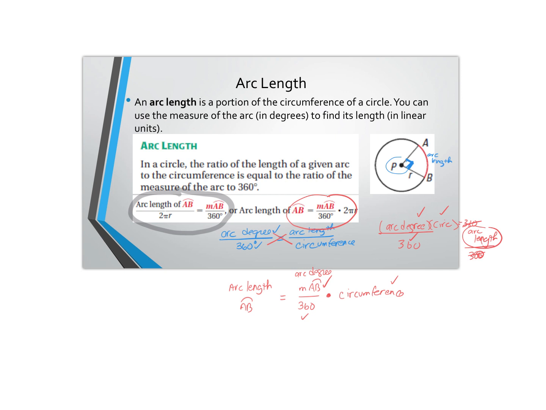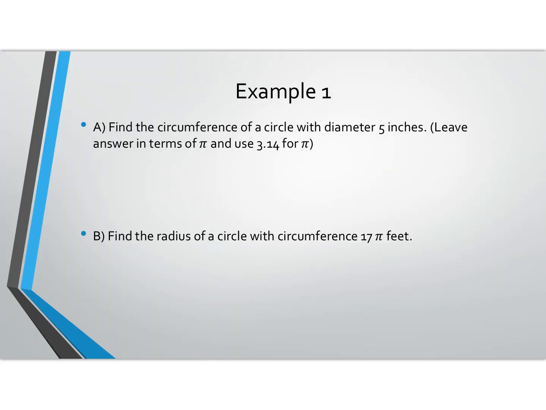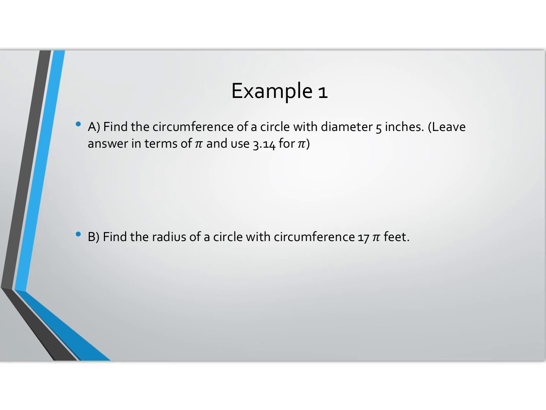So now that we know this, let's apply it. And you can figure out for yourself whether you like doing the proportion or whether you like doing the formula. So here we go. It says find the circumference of a circle. So here are some basic circumference problems. It says the diameter equals 5. It says leave your answer in terms of pi and use 3.14 for pi. That's kind of confusing, but I think what they want us to do is do both.